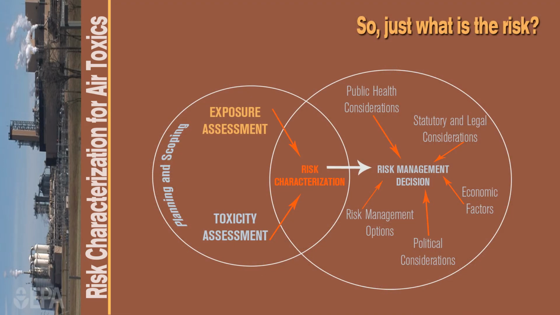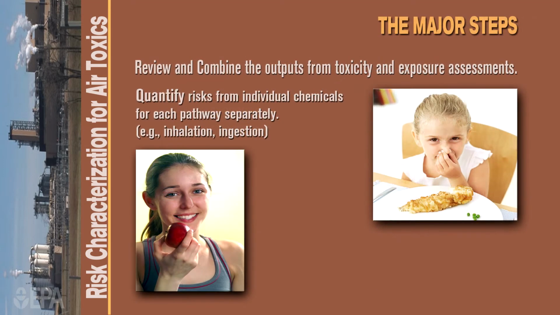So what is the risk? How do we characterize risk? In this step, the risk assessor combines information about how people are exposed to chemicals together with information about toxicity of the chemicals and makes qualitative and quantitative assessments of how risky those exposures are. An important element in this part of the risk assessment process is a clear description of the major uncertainties in the risk assessment as a whole.